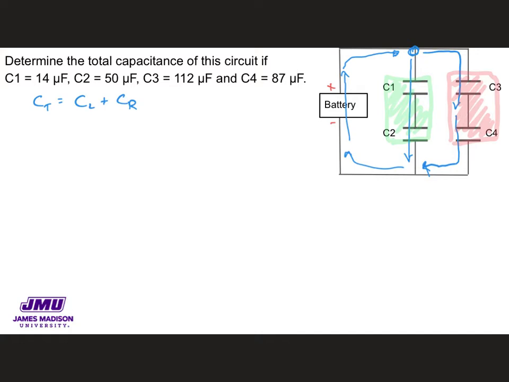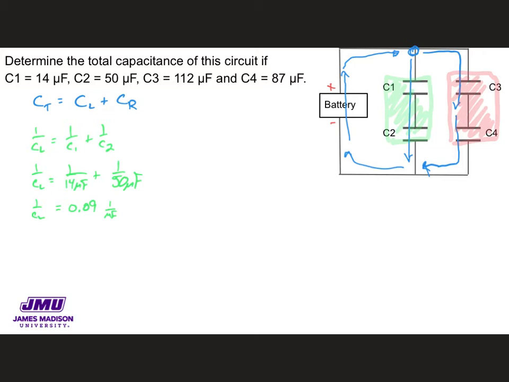So on the left, I have that capacitor 1 and capacitor 2 are in series with one another. So I would say the capacitance of the left branch will be found with this equation. And as I substitute in my values, I get that 1 over the capacitance of the left branch equals 1 over 14 microfarads plus 1 over 50 microfarads. And according to my calculator, 1 over 14 plus 1 over 50 equals 0.09. And the units of that will be 1 over microfarads.